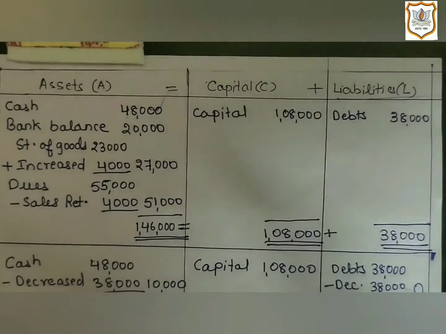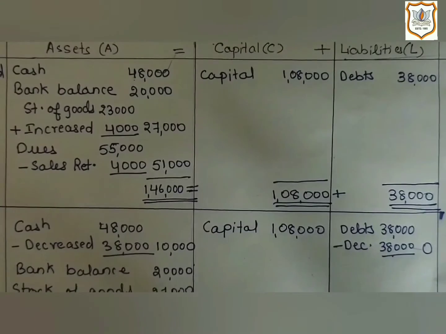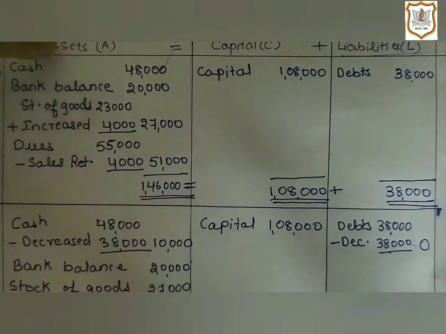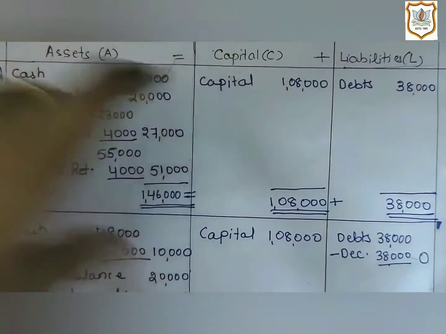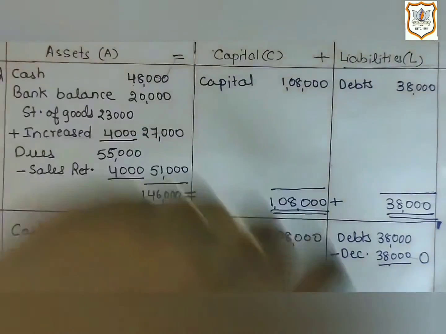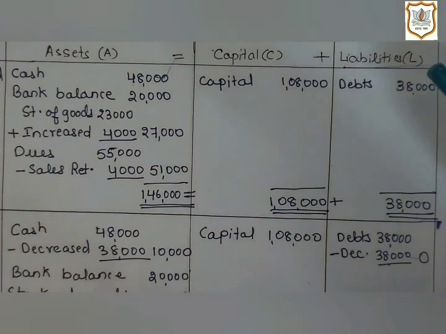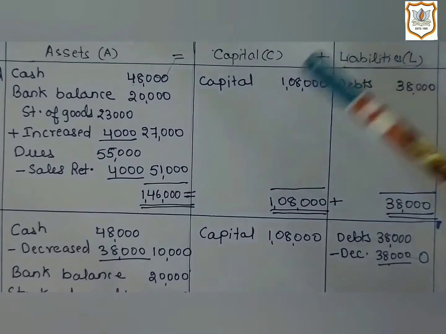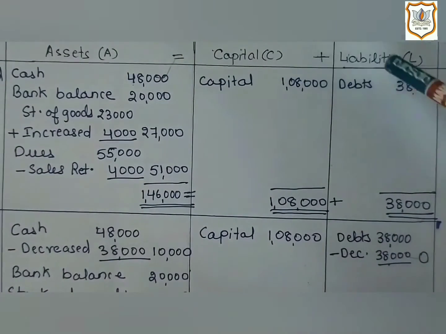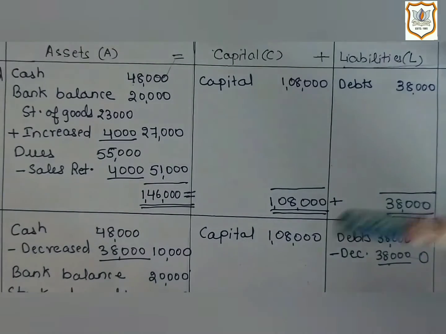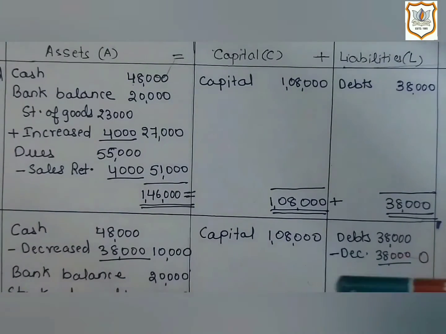Here is our accounting equation. Asset, which we denote by letter A, capital, which we denote by letter C, and liabilities, which we denote by letter L. So asset is equal to capital plus liability. Here is our accounting equation. Now let us see whether it is satisfied or not.